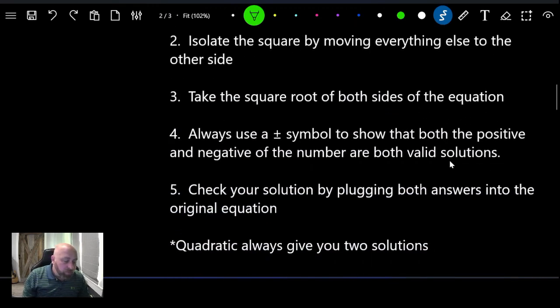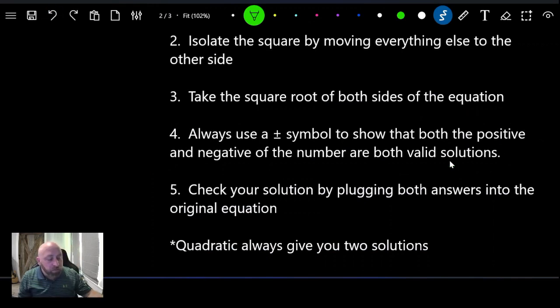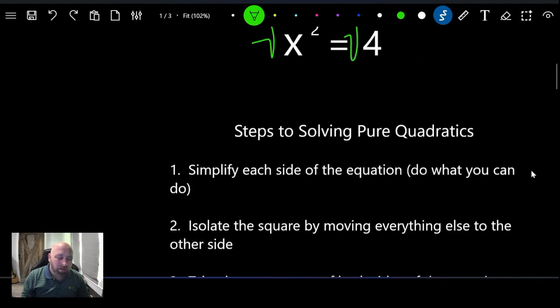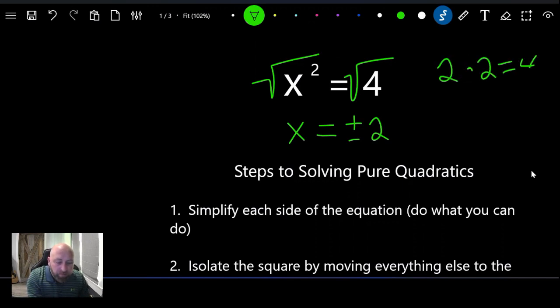Next, we will do number 4. Always use a plus minus symbol to show that both the positive and the negative numbers are valid solutions. Okay, well, check this out. What do we get when we square root x squared? Well, we get x equals, what is the square root of 4? The square root of 4 is positive negative 2. Let's think through that. So if we have positive 2 times 2, we're going to get 4.